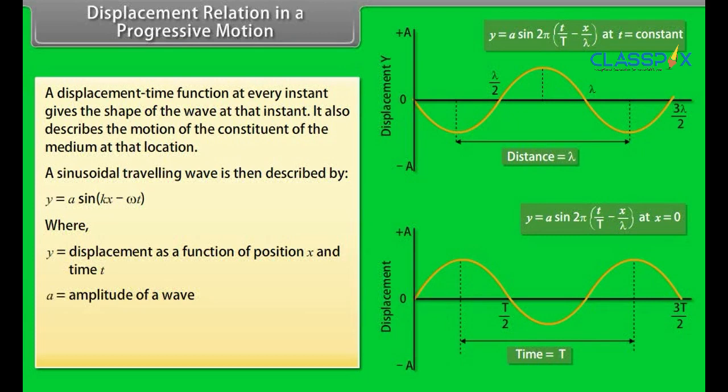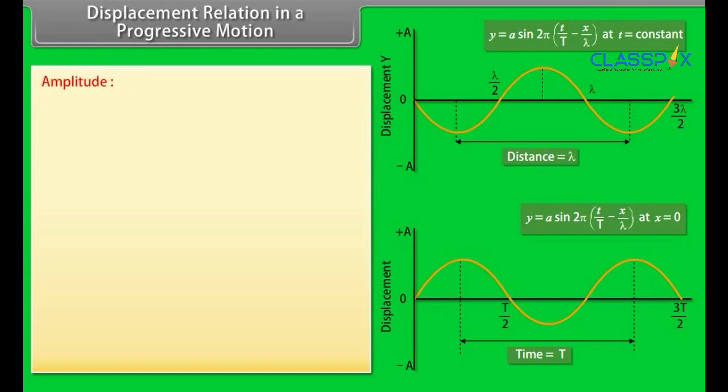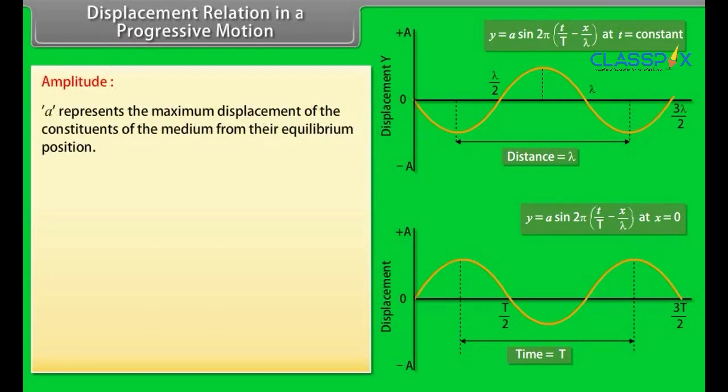A is equal to amplitude of a wave. Omega is equal to angular frequency of the wave. K is equal to angular wave number. Amplitude. A represents the maximum displacement of the constituents of the medium from their equilibrium position. It is called the amplitude of the wave.